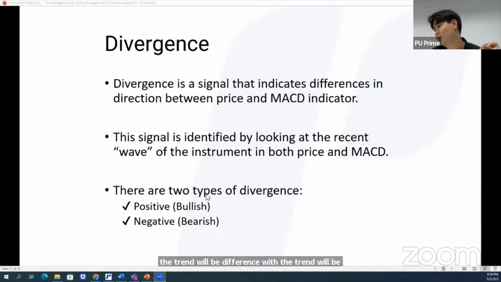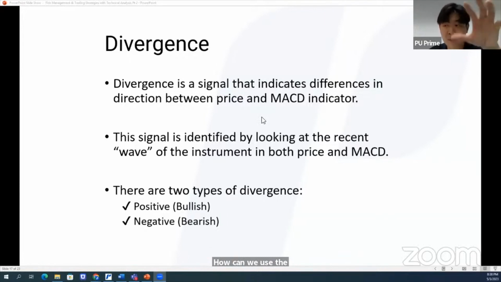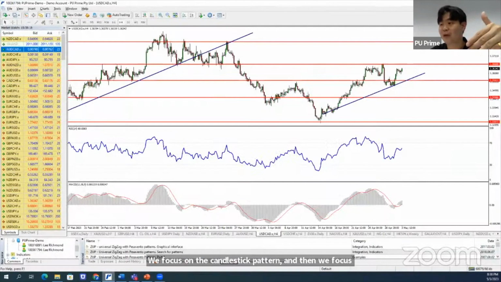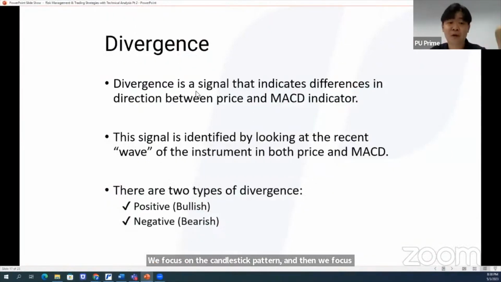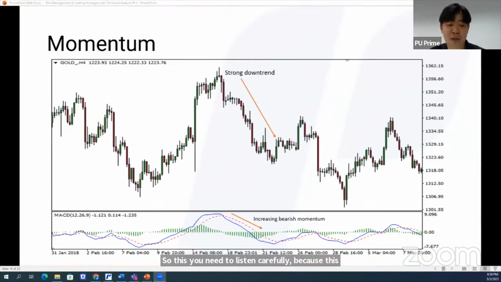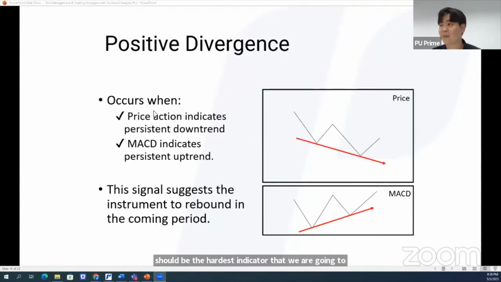We do have the positive divergence and the negative divergence. How can we use the divergence? By focusing on the candlestick pattern and then focusing on the MACD. Then I will give you a very good example. Divergence is very difficult to find, but once you find it, the probability for you to win the trade should be higher compared to others. So you need to listen carefully, because this should be the hardest indicator that we are going to teach today. So let's talk about the positive divergence.